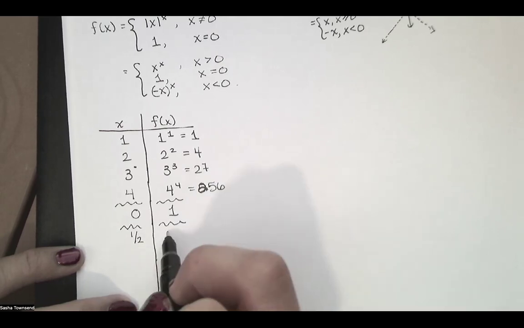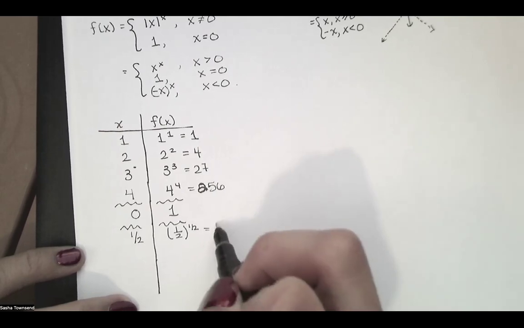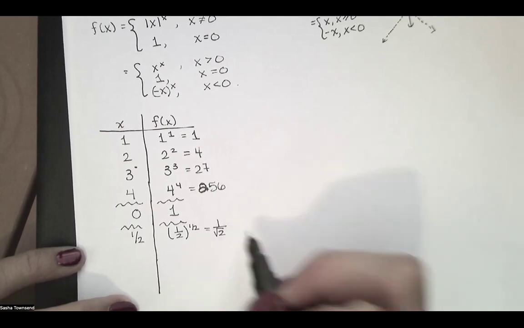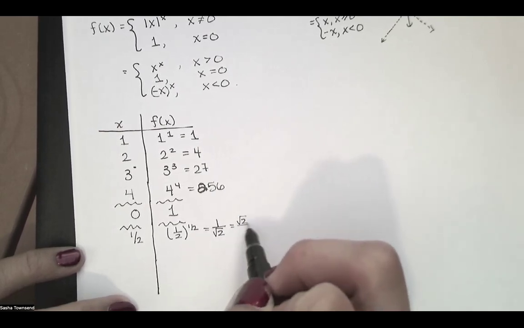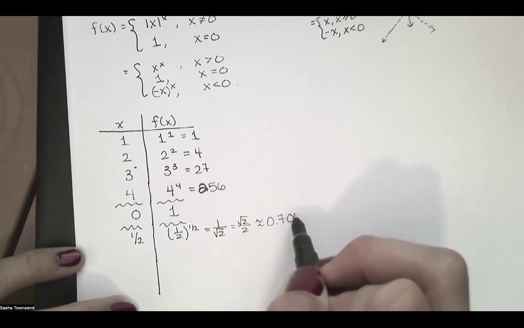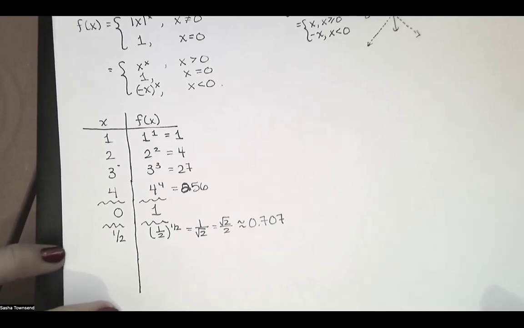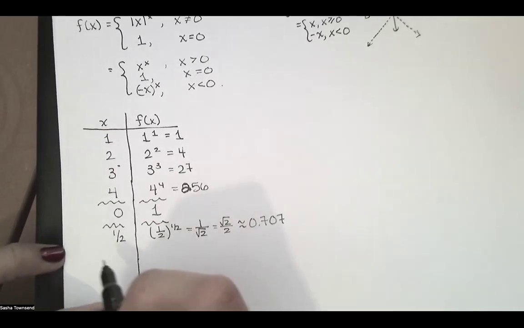So if x is 1/2, we're going to have 1/2 raised to the 1/2, which is 1 divided by the square root of 2. Or if you prefer, square root of 2 over 2. And that's about 0.707, I think. It's one of our familiar function values from trig. So that's what we have when x equals 1/2.